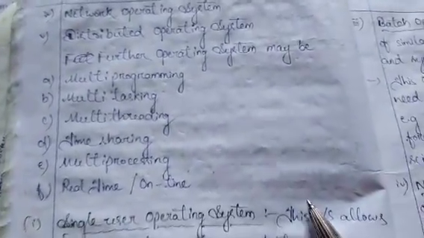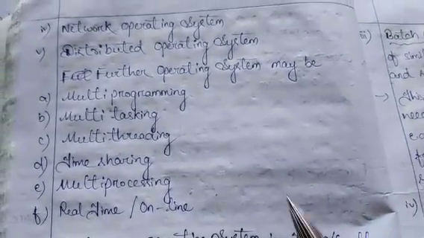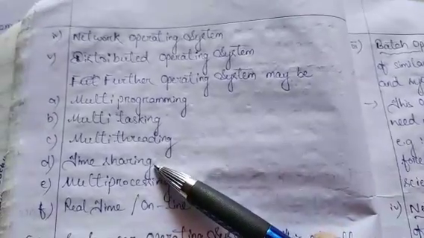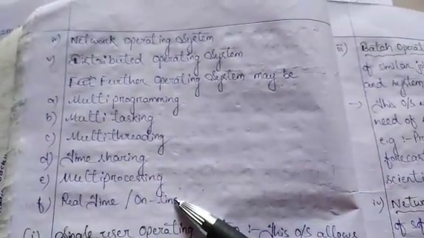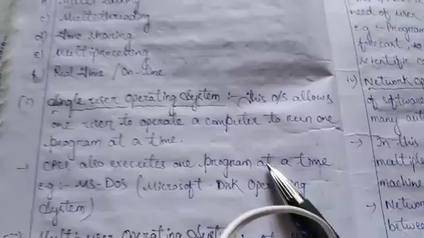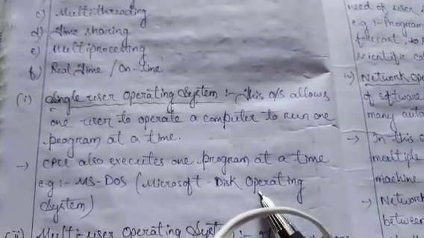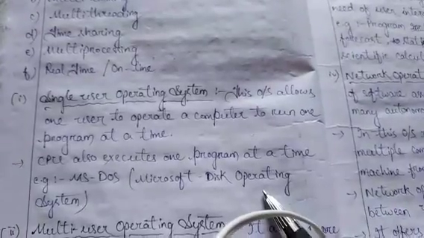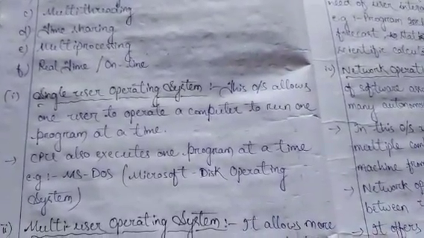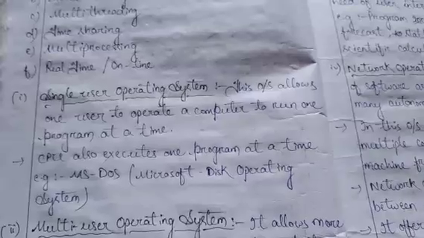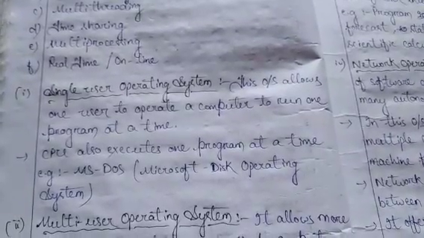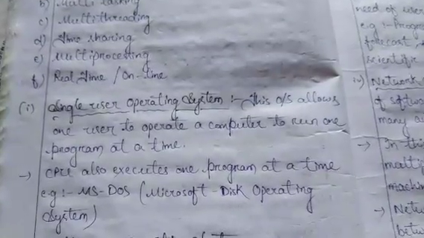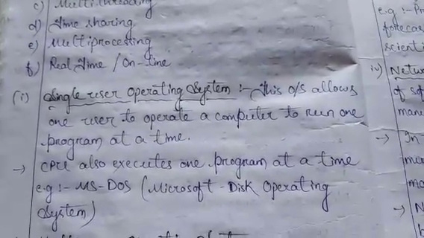Now further, operating system can be multi-programming, multitasking, multi-threading, time sharing, multi-processing, and real time. In single user operating system, this operating system allows the user to operate a computer to run one program at a time. That means one program can be executed at the same time. Example here, Microsoft Disk Operating System. This is a single user operating system.